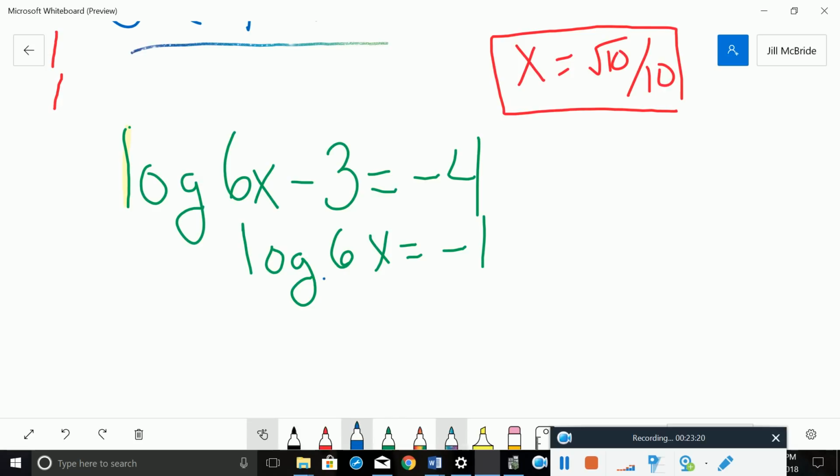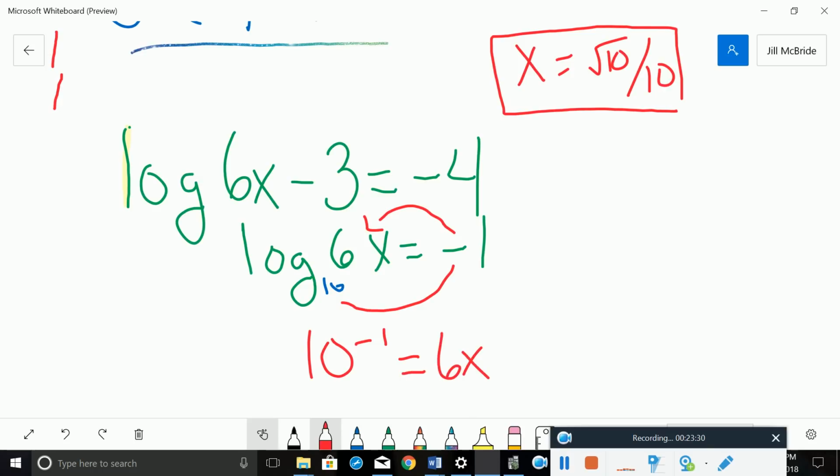Again, there's a base 10 there. We're going to change it to an exponential. So 10 to the negative 1 equals 6x. So 6x equals 10 to the negative 1, which is 1/10. Dividing both sides by 6, I get 1 over 60.